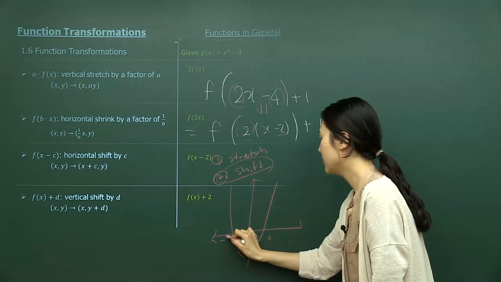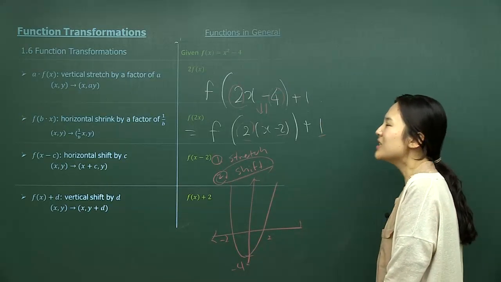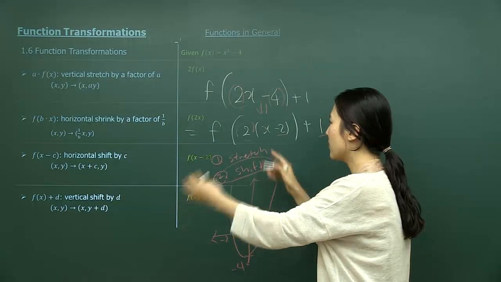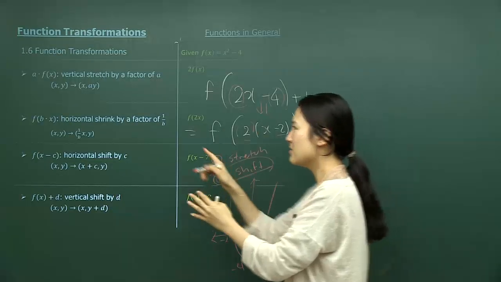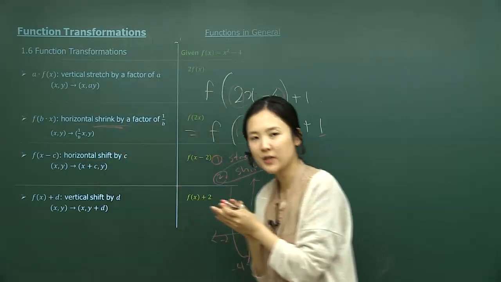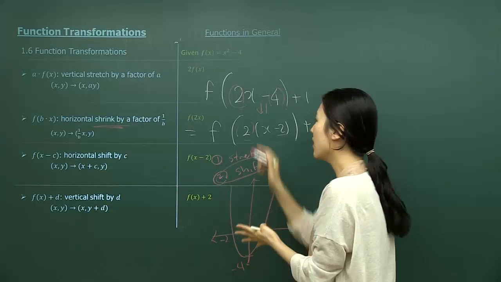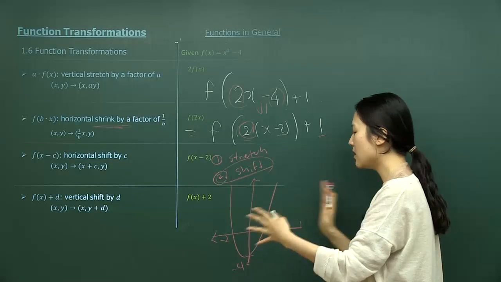2, -2, -4. Now, what do we do? What kind of stretch is this? Is this actually stretching? Remember what I told you before? If your x is multiplied by a number, it actually causes a shrink. It doesn't get wider, it actually gets narrower by 1/2. So your x's will be halved.